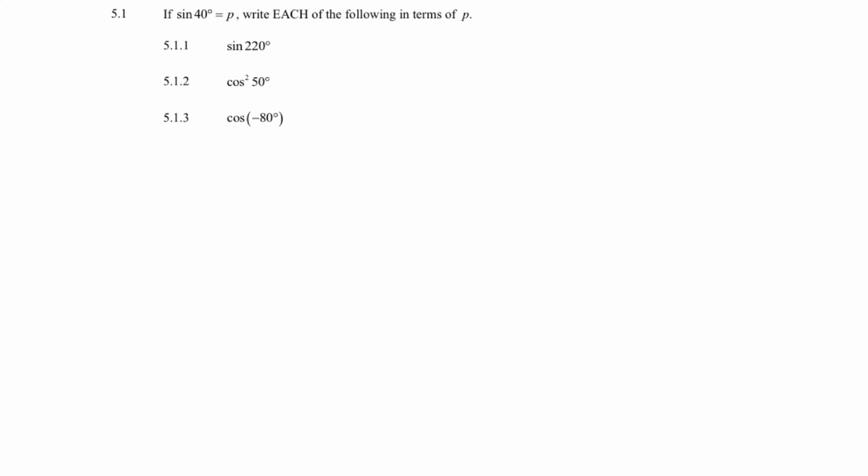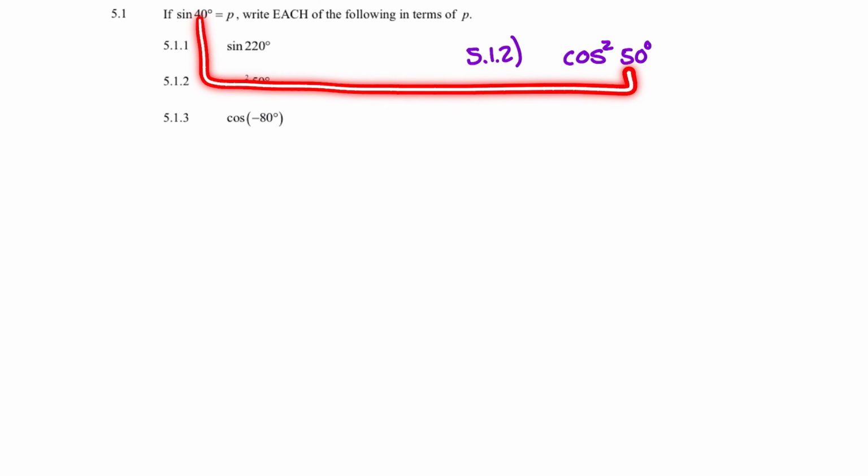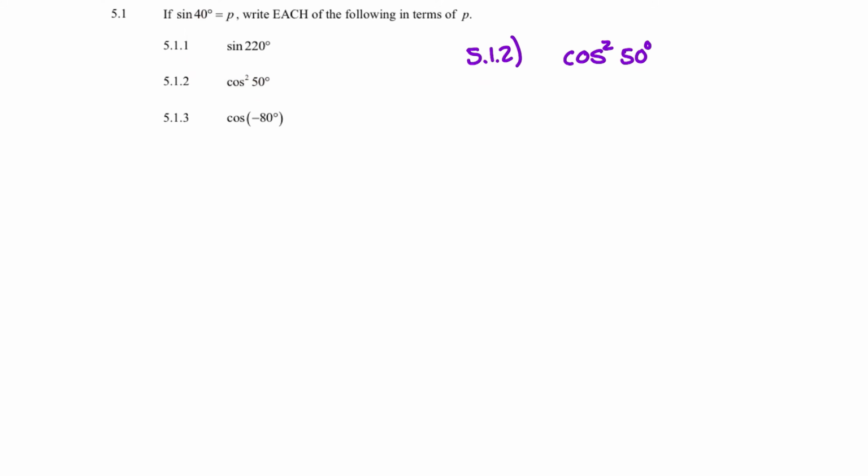5.1.2. Cos squared of 50 degrees. So what I notice is that I have the cosine of 50 degrees, but they gave me the sine of 40 degrees. Now can you see that these two angles add up to 90 degrees, so they are complementary angles. So I can use the co-function. So we have the cos of 50 degrees squared, and that is equal to the sine of 40 degrees squared.